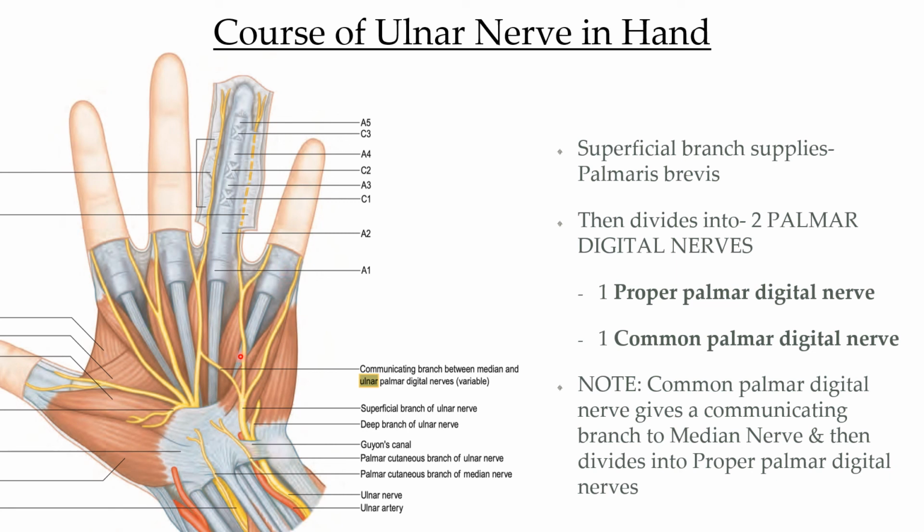The second one, the lateral one, is called the common palmar digital nerve. It runs distally and then divides into two proper palmar digital nerves, which provide cutaneous nerve supply to the adjacent parts of the fourth and fifth digits. This lateral branch of the superficial branch of the ulnar nerve also gives a communicating branch to the median nerve.